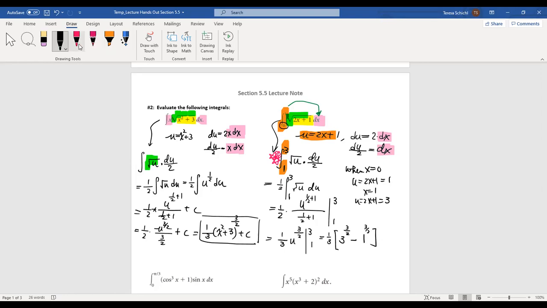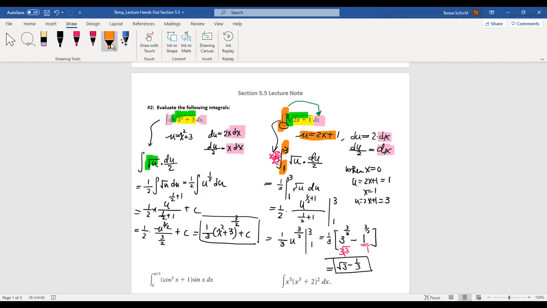Of course, this number is equal to 1. 3 to the 3/2 is what? It's 3 times the square root of 3. All right, so now what is the final answer? The final answer will just be the square root of 3 minus 1/3 here.